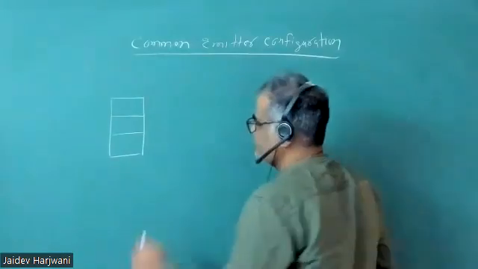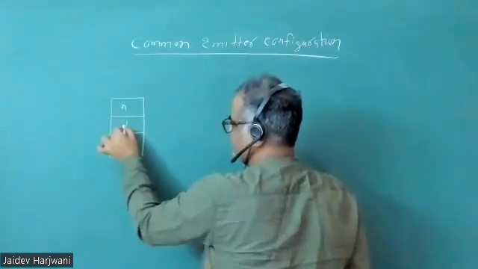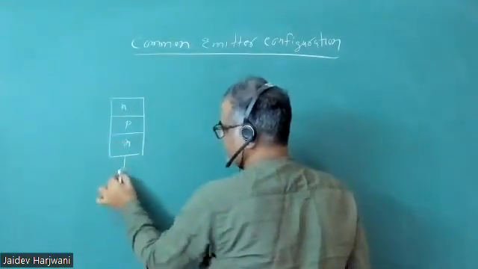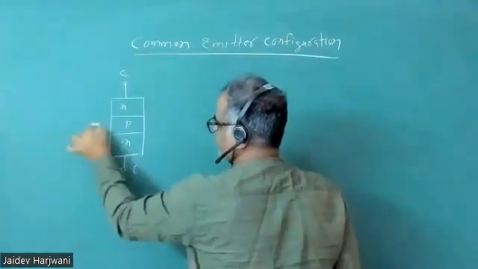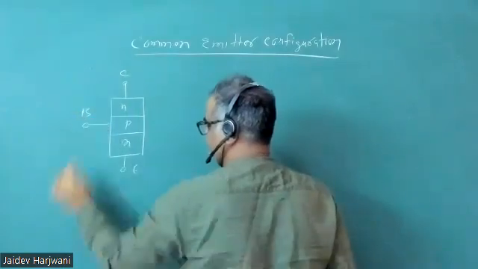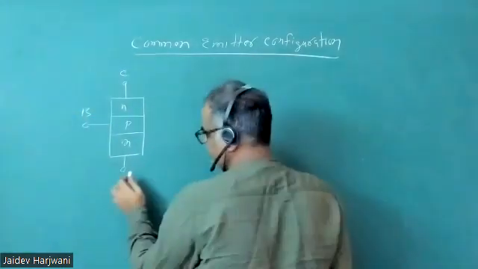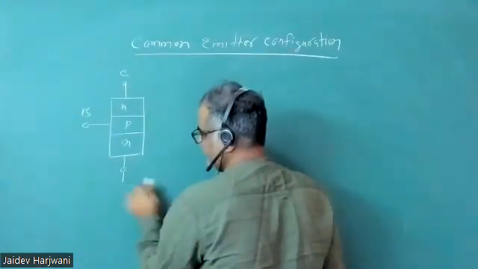Yes, sir. So this is now an NPN transistor. Let us say this is emitter, this is your collector, and this is your base. Now common emitter means now this will be your grounded. This will become ground.